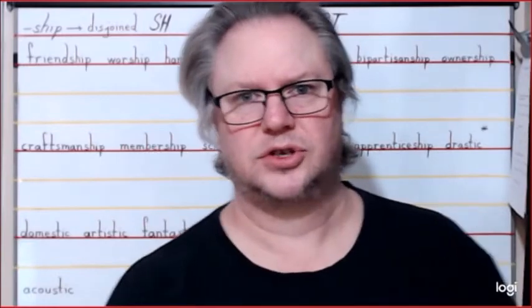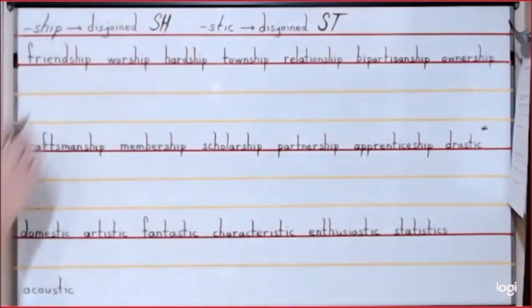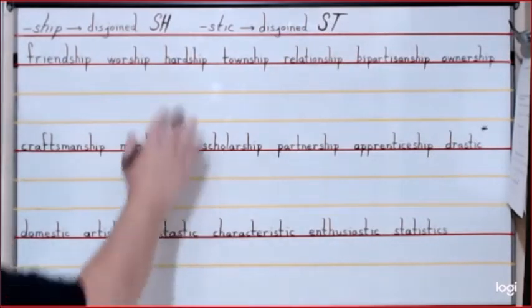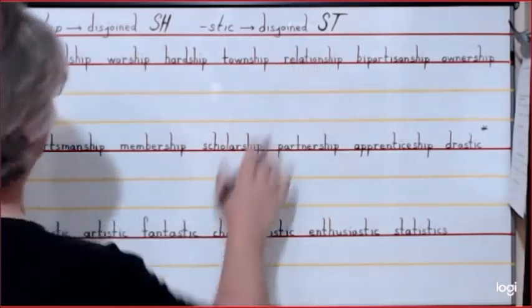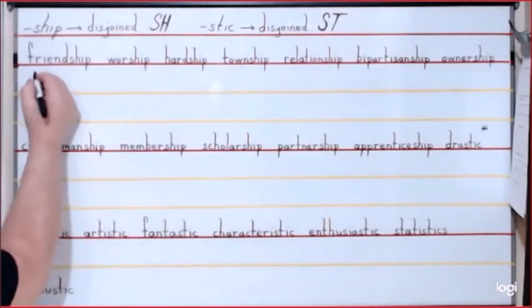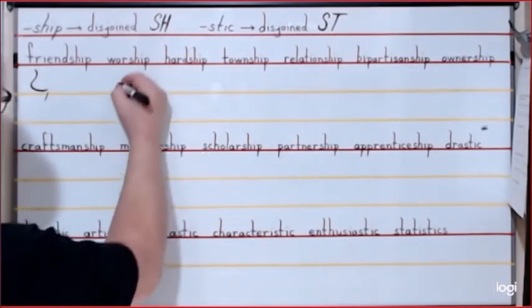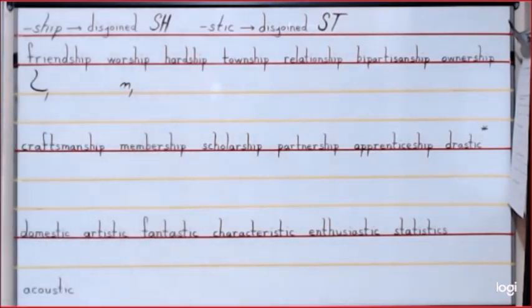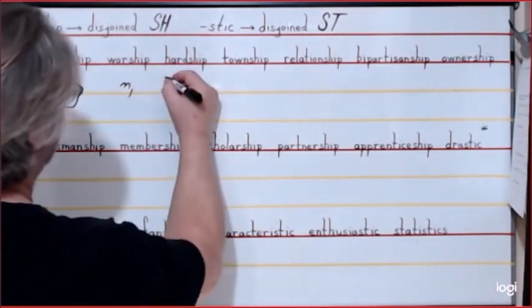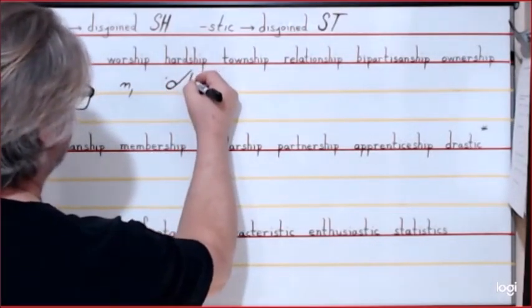The suffix ship is represented by the disjoint SH. The suffix stick is represented by the disjoint ST. For friendship, we will write F-R and then a disjoint SH. Worship is a U and a disjoint SH. Hardship, you adopt for the H, the reverse A, D, and then SH disjoint.